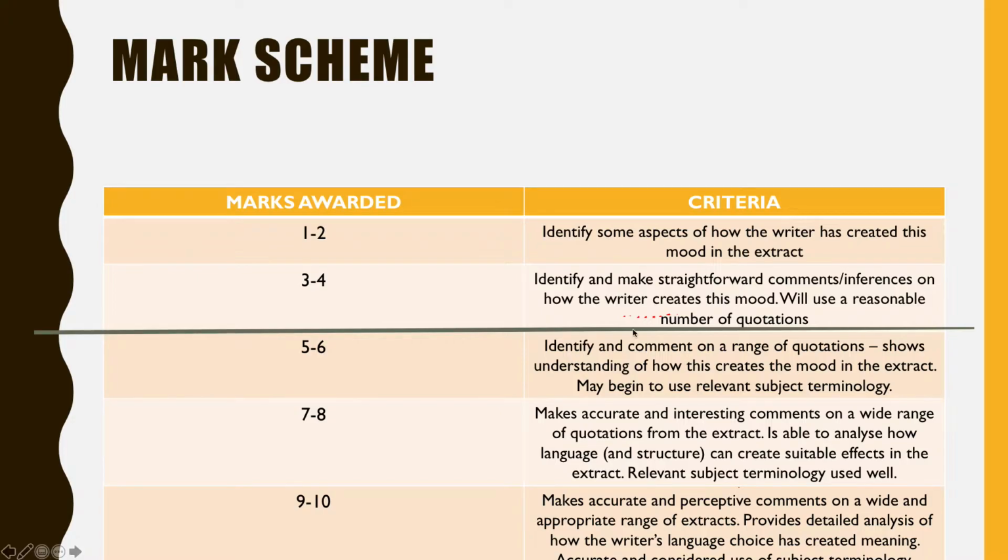But to get higher, it's accurate and interesting comments on a wide range of quotations. In other words, the more quotations you use and the more perceptive you are, the higher mark you will get. So we've gone from a reasonable number of quotations to get 3 or 4 marks, a range of quotations to get 5 to 6, a wide range of quotations to get 7 to 8, and a wide and appropriate range of extracts to get 9 to 10. So this just gives you an idea. Basically, the more quotations you find, the more relevant the comment you make, the higher mark you will get.